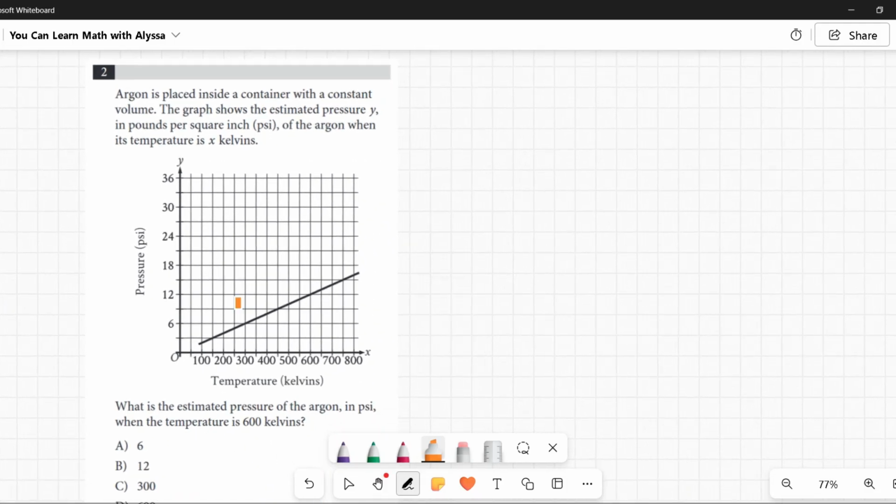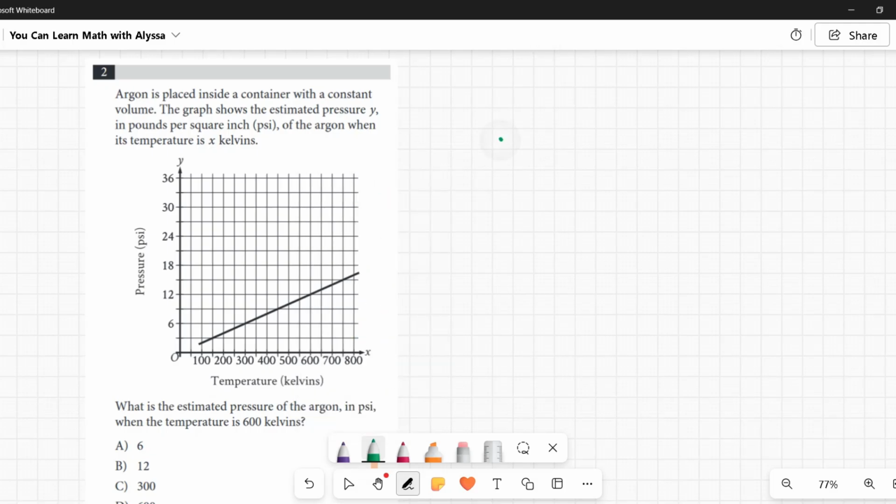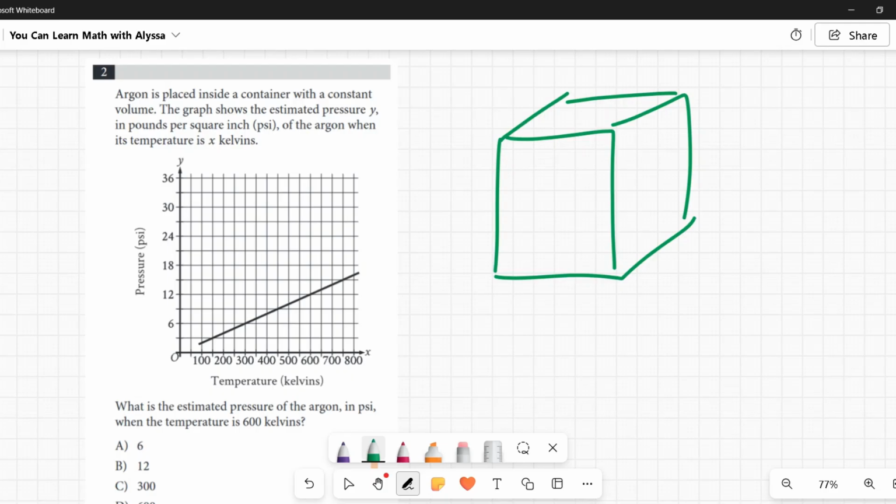Number 2, argon is placed inside a container with a constant volume. So a sealed container. It could be like a cylinder or a cube or something, but it is a sealed container. It is enclosed. The graph shows the estimated pressure y in pounds per square inch, psi, of the argon when its temperature is x kelvins. What is the estimated pressure of the argon in psi when the temperature is 600 kelvins?